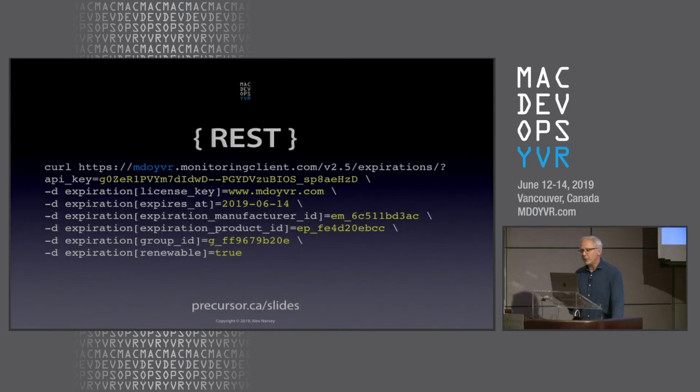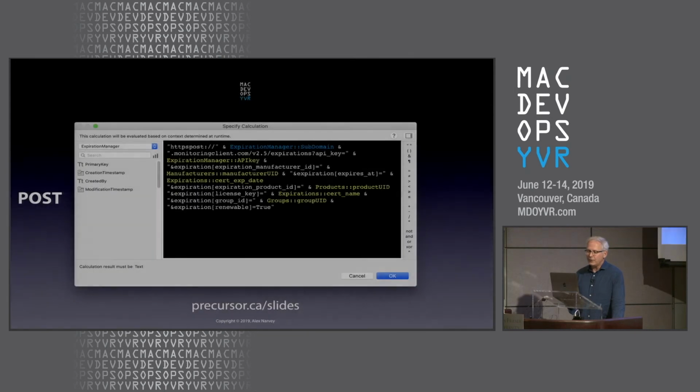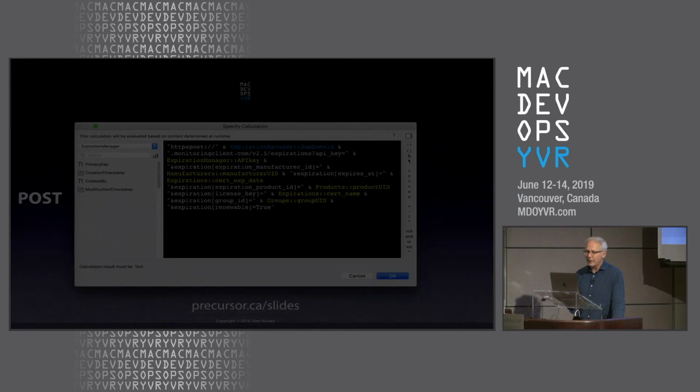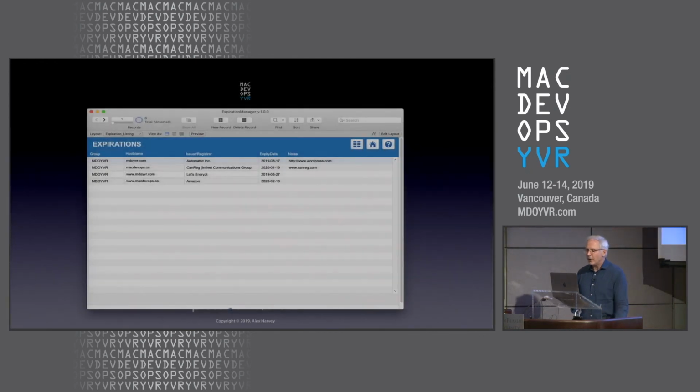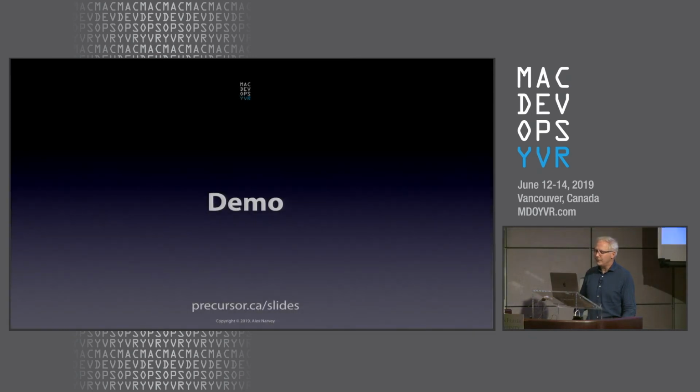Here's an example of the REST post command from the Watchman documentation, and here's what it looks like in the insert from URL command within FileMaker. Here's a look at the records that got created in Watchman and recorded to FileMaker when we clicked the button. And now we just have barely enough time for a demo. The demo is pre-recorded, but has not been sped up. It takes place in actual time.